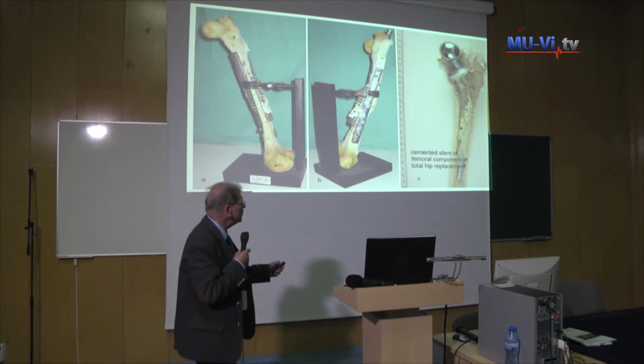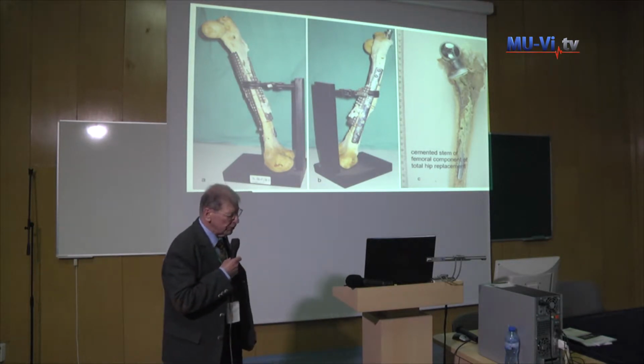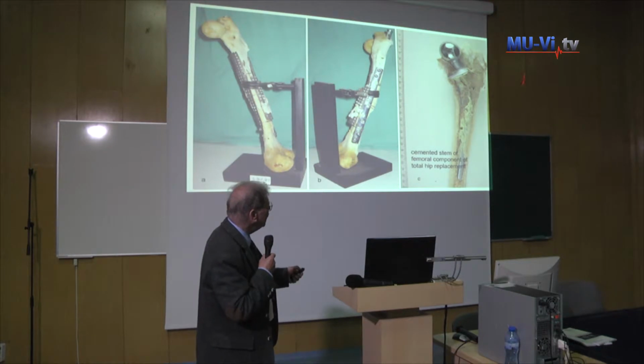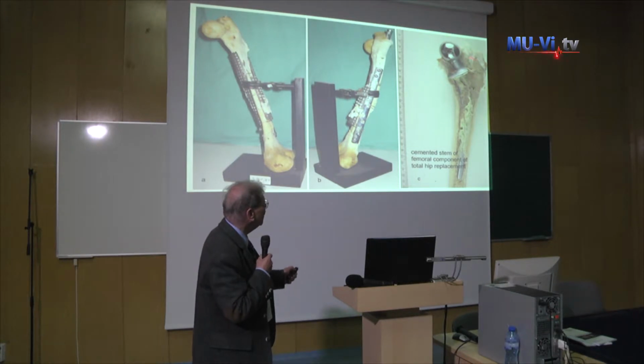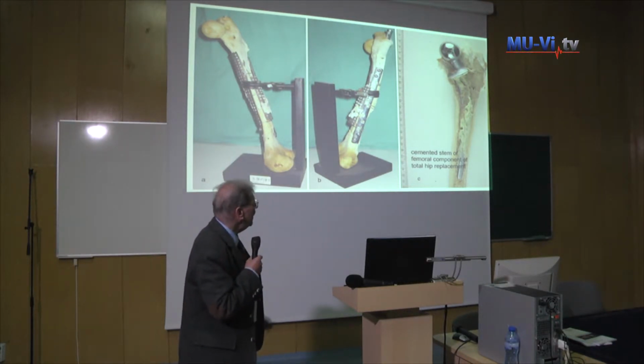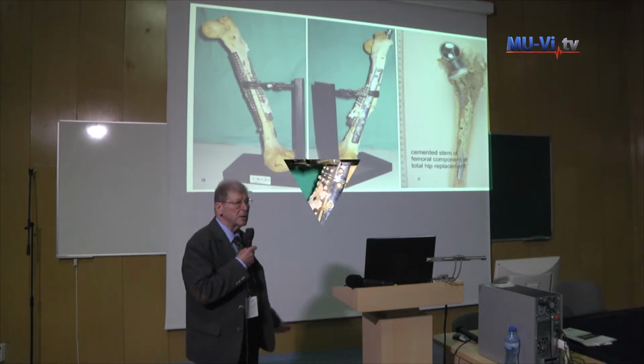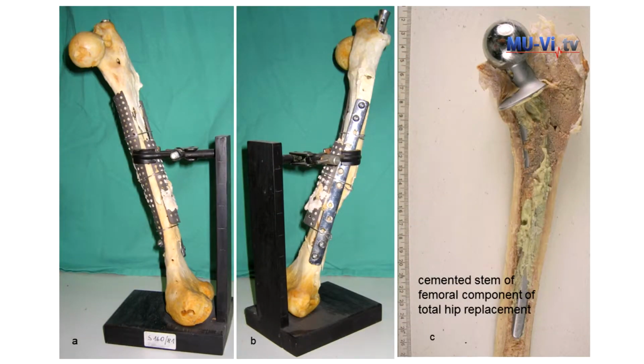On the other side, you see an implant, a more modern type of implant with a stem and some collar and metal head. And the whole thing is put in the femur, and you see also the technique to fix the stem by cement. Cement is, in this case, polymethyl methacrylate, so-called bone cement.